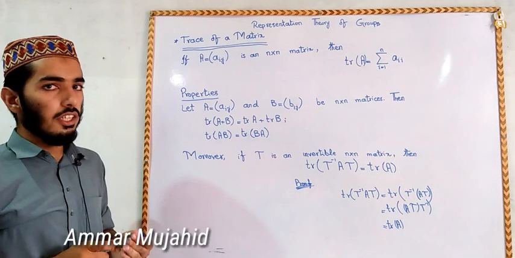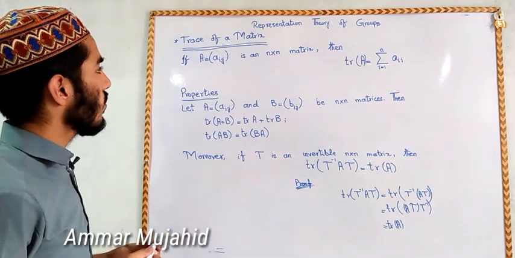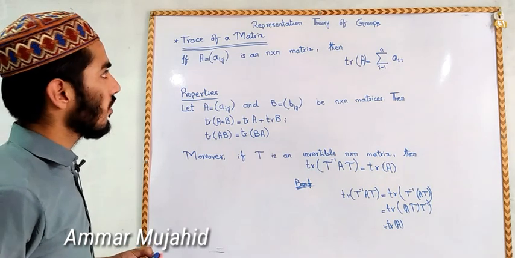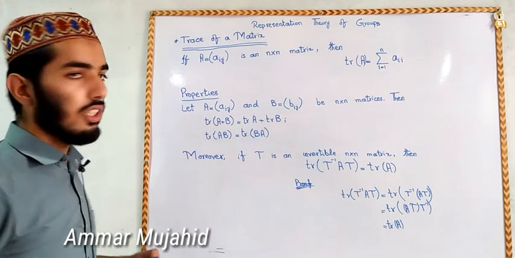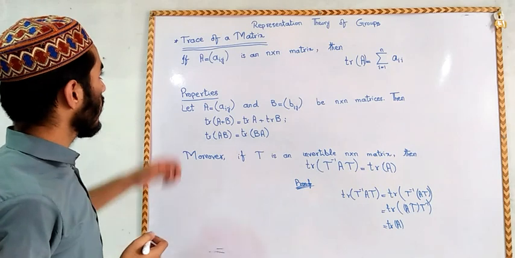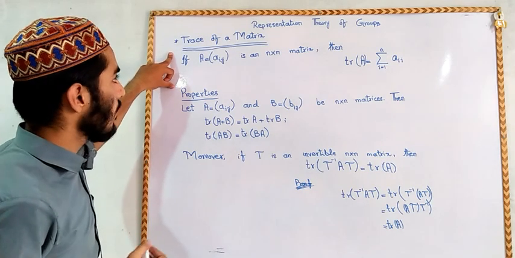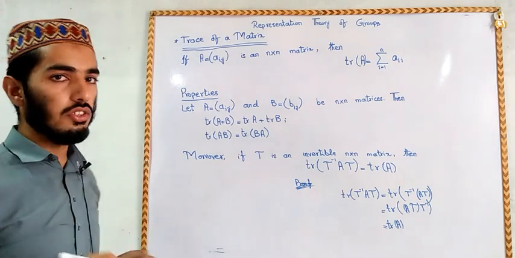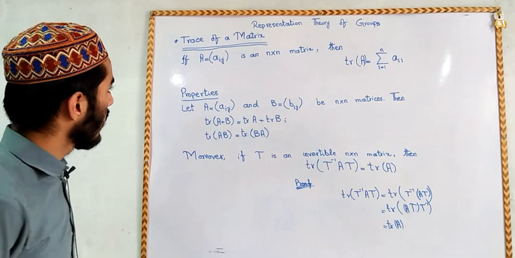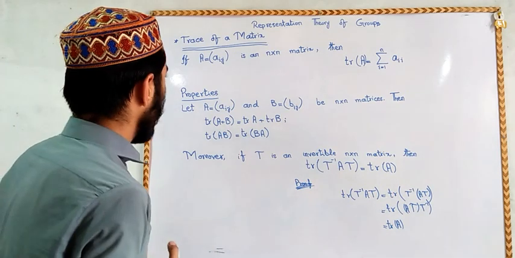Okay, so my name is Ammar Mujahid, and this talk is all about the representation theory of groups. Two things majorly we will study in this talk. The first one is the trace of a matrix, and the second one is the character of a representation of a group. What is the trace of a matrix?